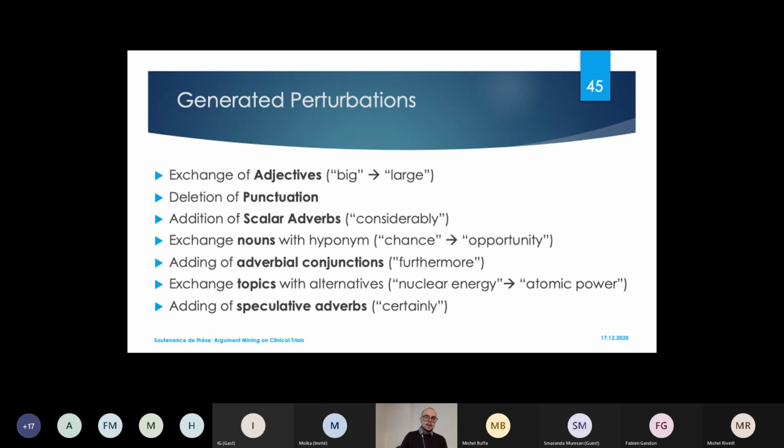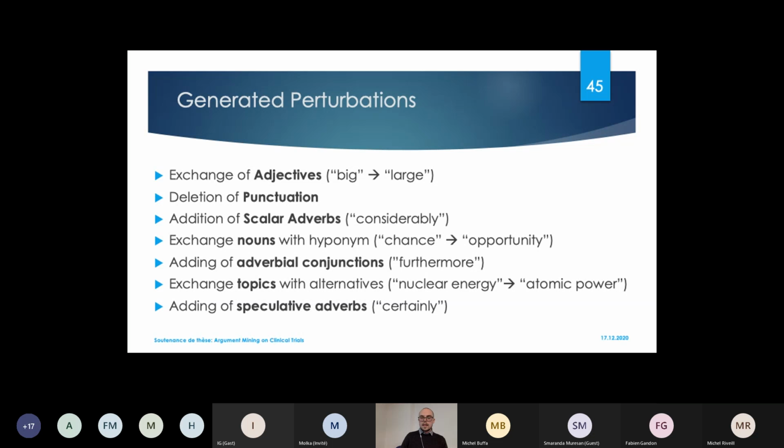And since the topic is an input to the model, we also exchanged topics with alternatives. For example, we exchanged capital punishment for death penalty or atomic power for nuclear energy. Then another perturbation was adding speculative adverbs around the verbs, which modify the possibility property of the verbs, like certainly or possibly. And in general, to evaluate the semantic preservation, I conducted a user study with 31 people.